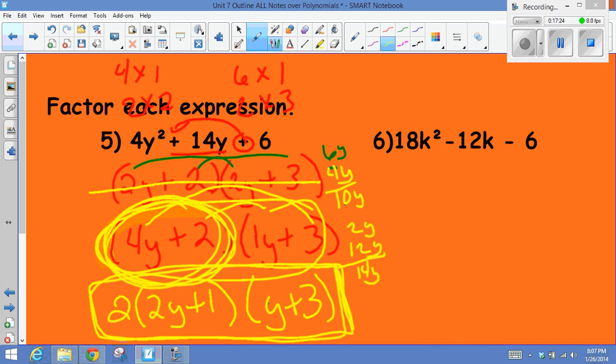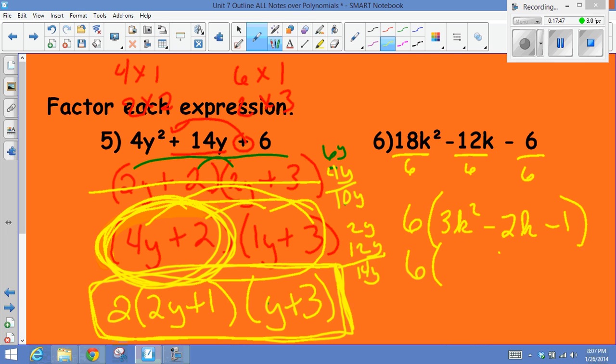Okay, so let's go back to this one because this one has a common factor you can take out too. All 3 of these are divisible by 6. So I'm going to put the 6 down. 18 divided by 6 is 3, so I have 3k squared. 12 divided by 6 is 2, 2k. 6 divided by 6 is 1, and I have just 1.